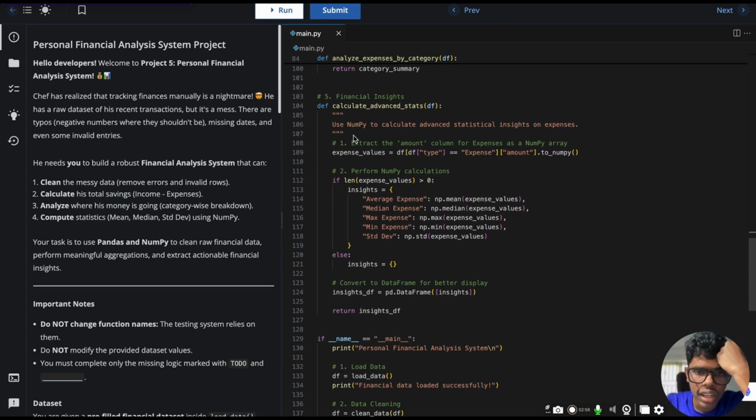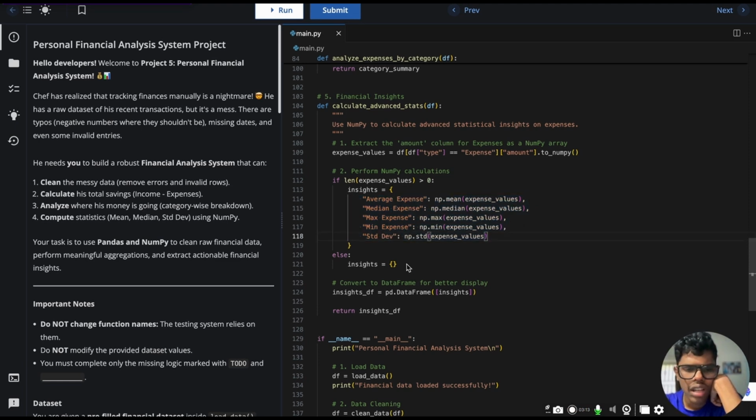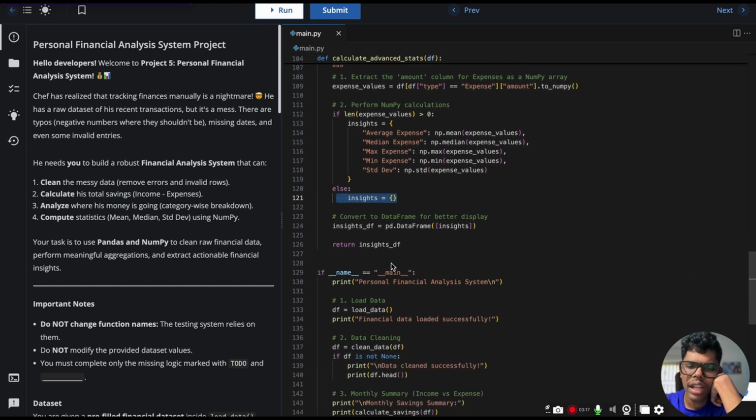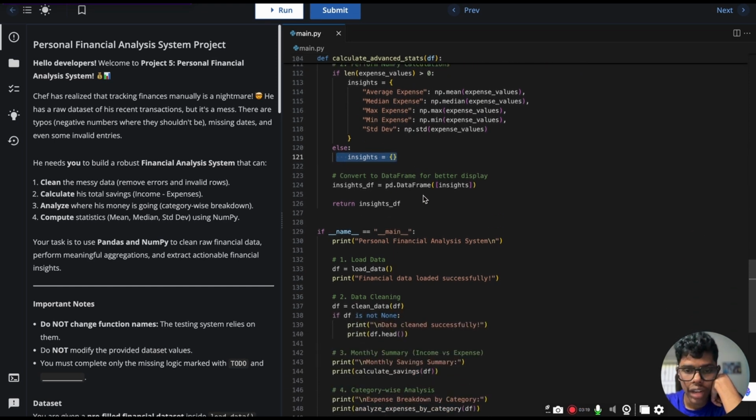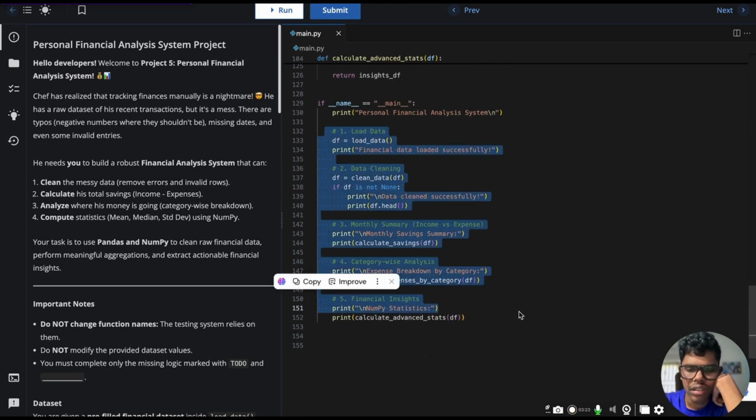After that we have the advanced stats. Advanced stats include the average, median, mean, max, standard deviation, and all these things. To calculate this is very simple, just one line of code, that is np.mean, np.median, max, min, standard deviation, all this. Or else we have it as empty if the data is not there. Then we have to convert that into a data frame for displaying it better. Then we have the main function where we're calling all these functions.